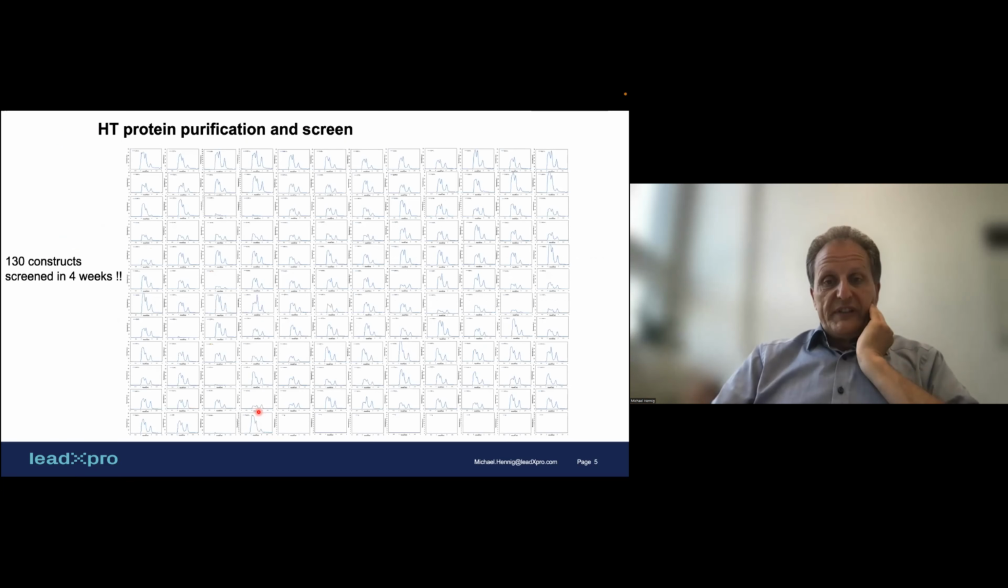In order to screen for many constructs, mutations, and so on, you need to be able to do this. And here we have established a pipeline really to screen, for example, here 130 constructs in just 4 weeks. This is exceptional and not easy to do and requires a significant infrastructure.